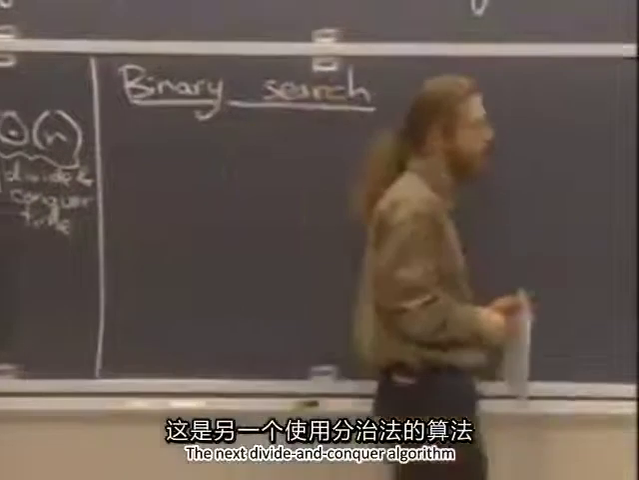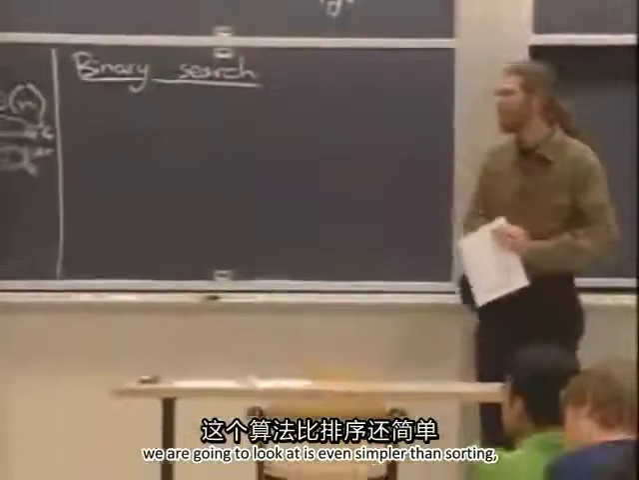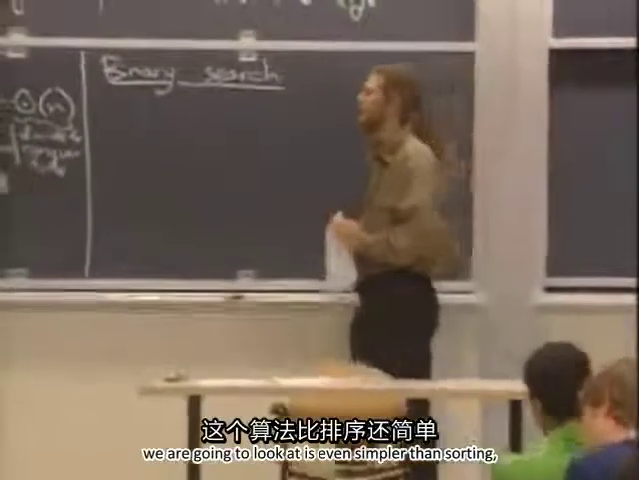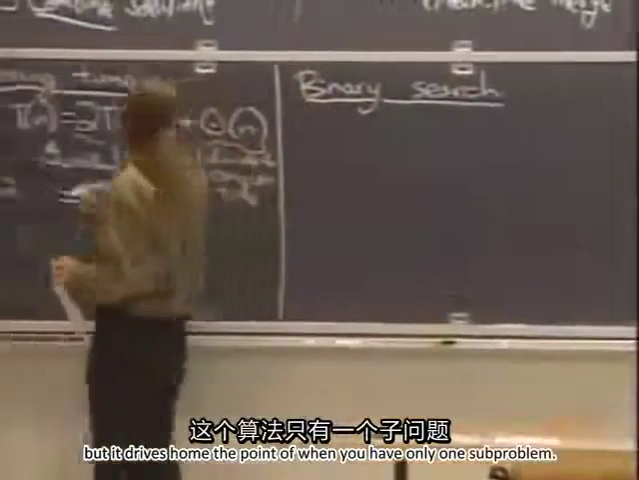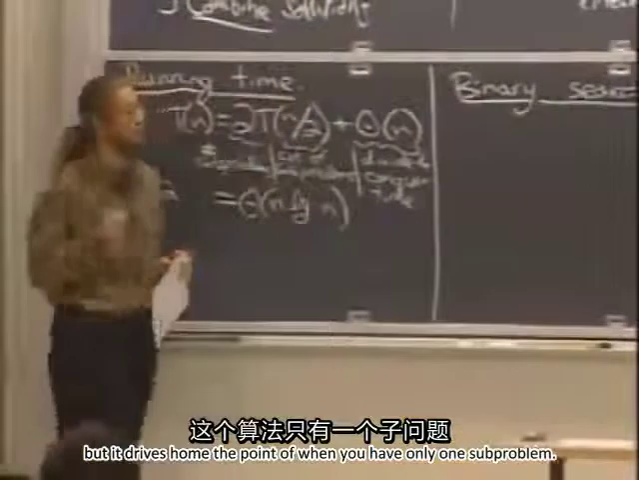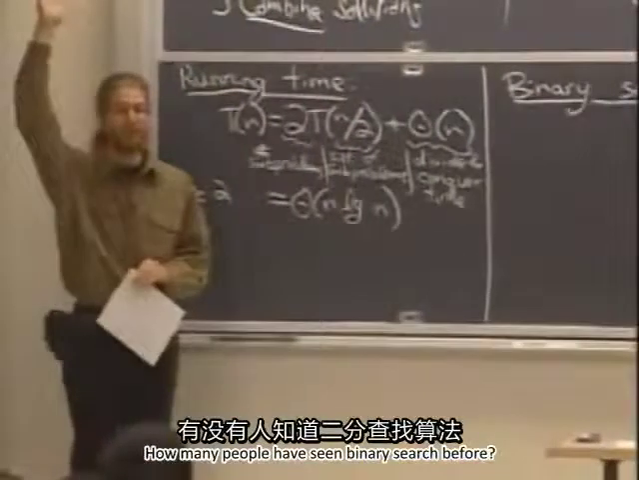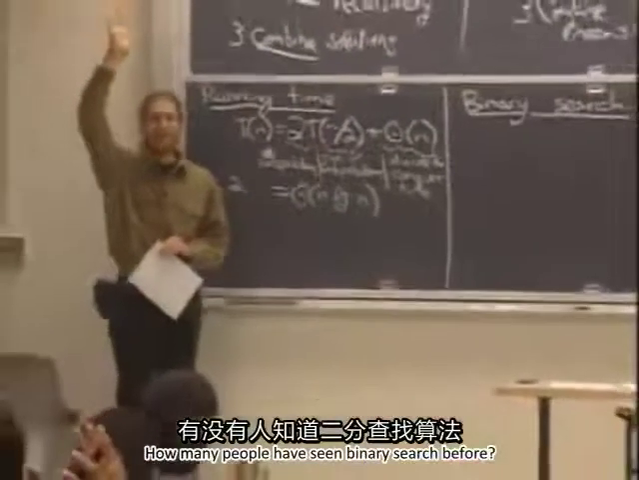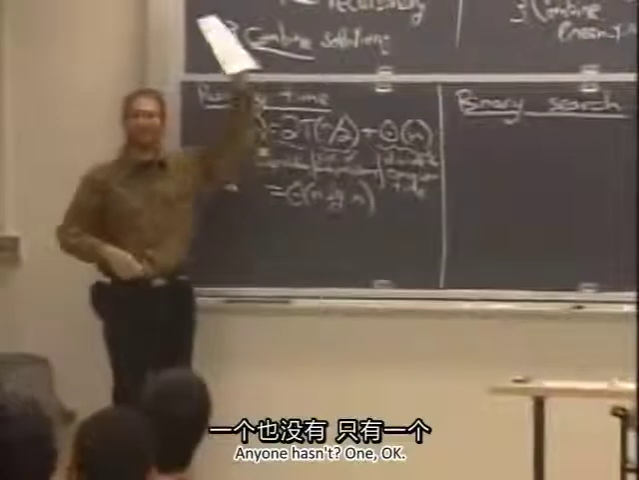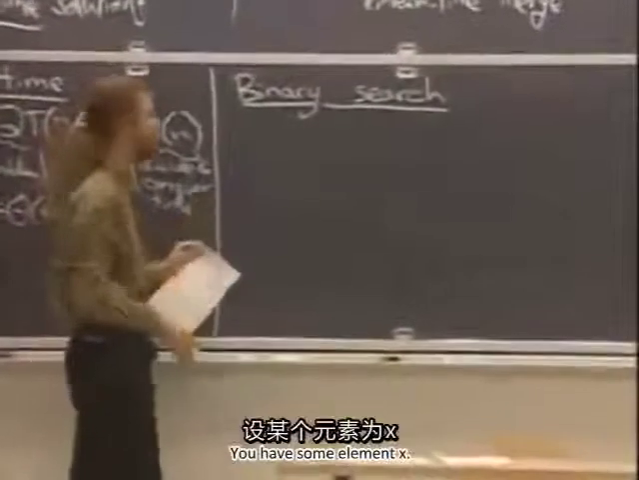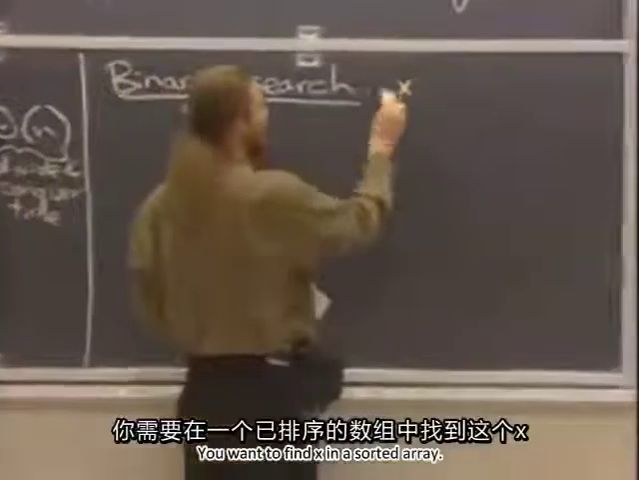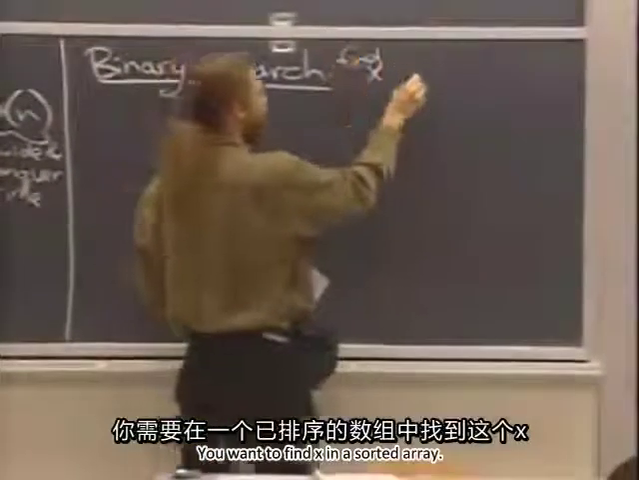The next divide and conquer algorithm we're going to look at is even simpler than sorting, even simpler than merge sort, but it drives home the point of when you have only one subproblem. How many people have seen binary search before? Anyone hasn't? One. Okay. I will go very quickly then. So you have some element x. You want to find x in a sorted array.